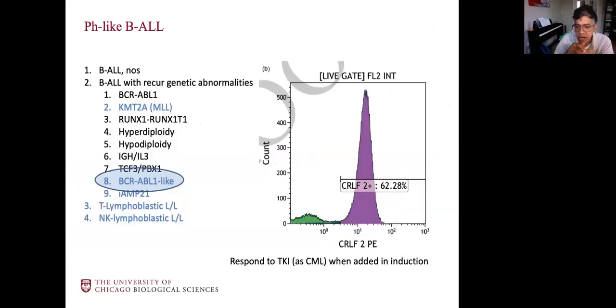So this is CRLF2. This is the flow cytometry, and this is another way, a histogram way, of showing CRLF2 expression in the B lymphoid blasts. And this is your background normal T cells without CRLF2. And this is important to know in the current day and age. The latest WHO iteration added this entity. And there's a lot on the biology of this that we know more recently these days. And they do respond to tyrosine kinase inhibitors added in induction, BCR-ABL like.